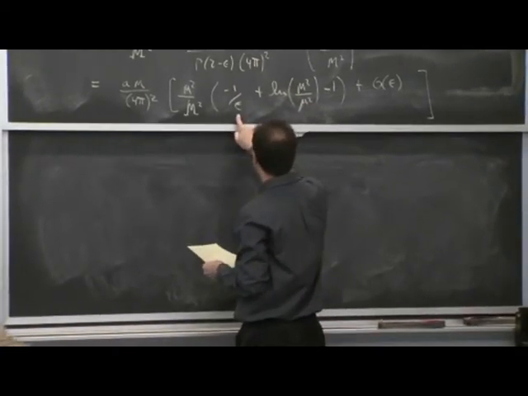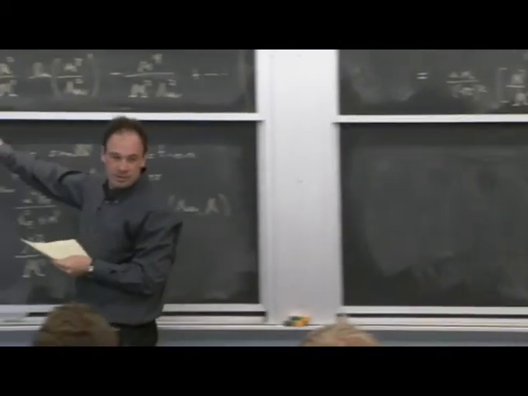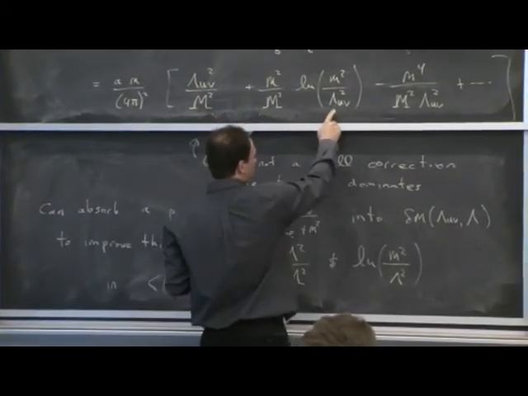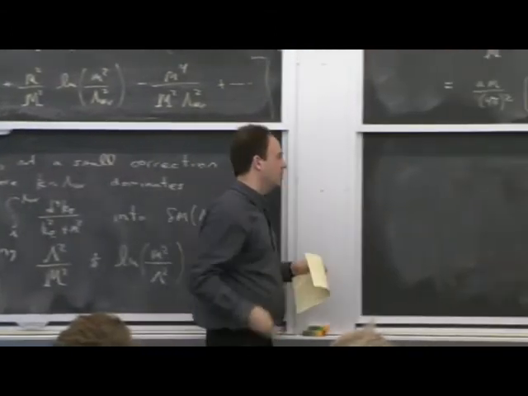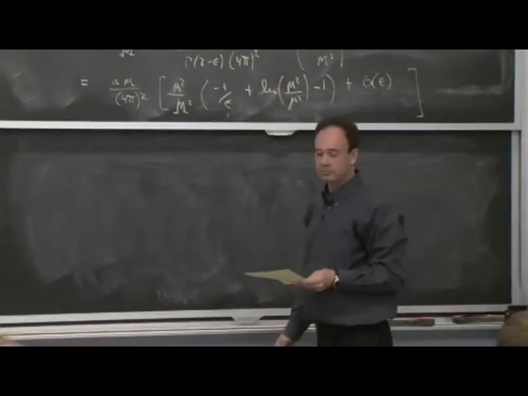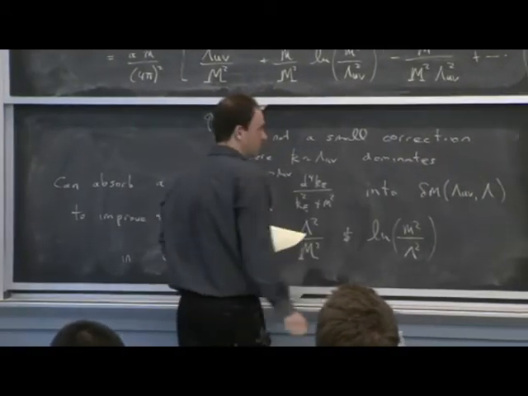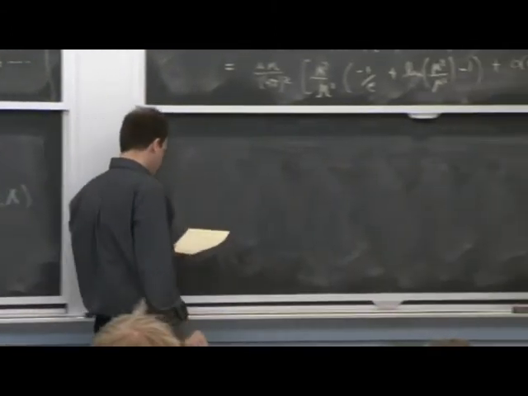This 1 over epsilon is related to the log divergence. And this thing here is a power divergence. So the 1 over epsilon is related to this log of lambda UV. You should think of log of lambda UV as going to 1 over epsilon plus log of mu squared. But we don't see the power divergence in dimensional regularization in MS-bar.